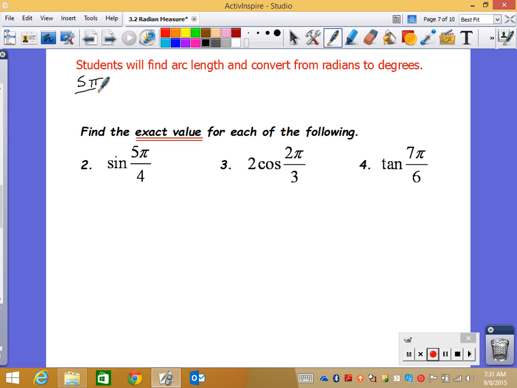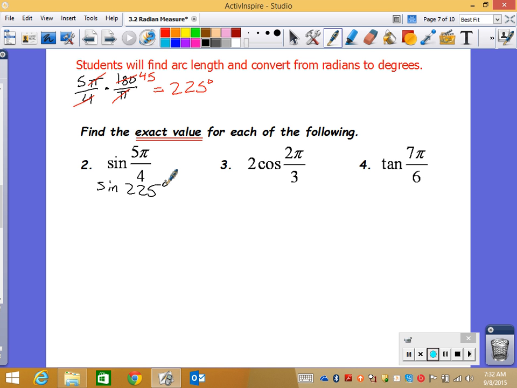So I want to go from radians to degrees, so we need to multiply by 180 over pi. My pi's cancel. My 4 goes into 180 45 times. So I get 5 times 45, or 225 degrees. So now we're dealing with sine of 225 degrees. These are equivalent statements. One of them is in radians, one's in degrees. So you can start and use reference angles with either one.